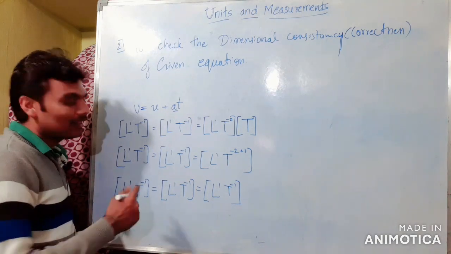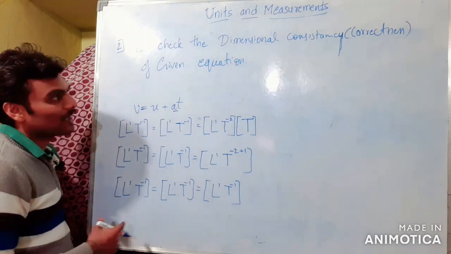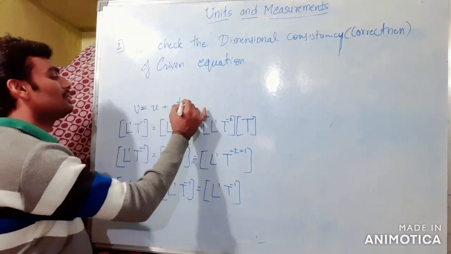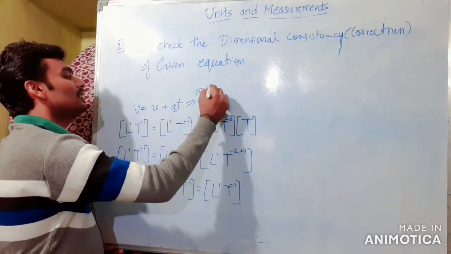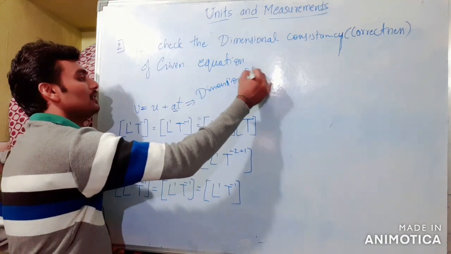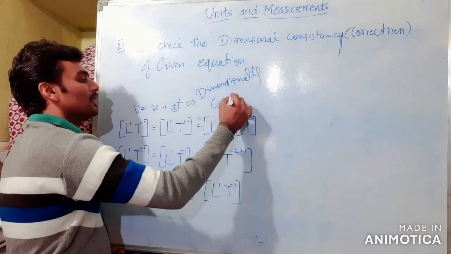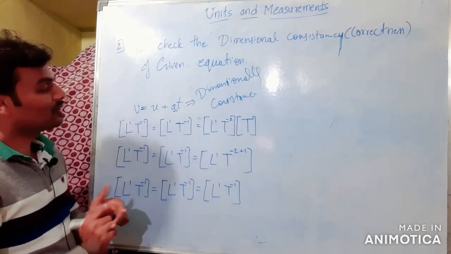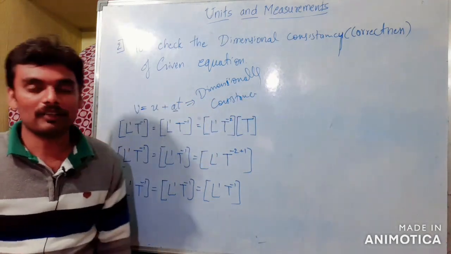So, using this dimensional analysis, I have concluded that this equation is dimensionally consistent. Okay, dimensionally consistent. So, what is the use of this? What is the use of checking the dimensional consistency?